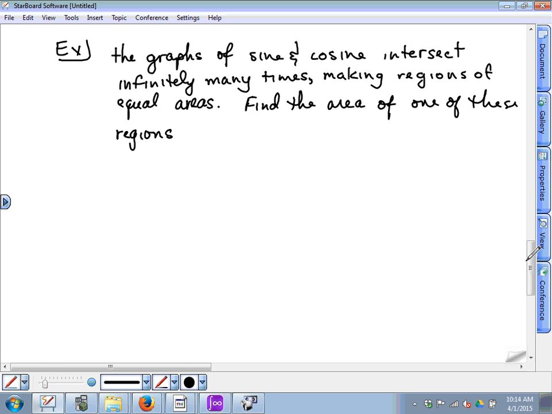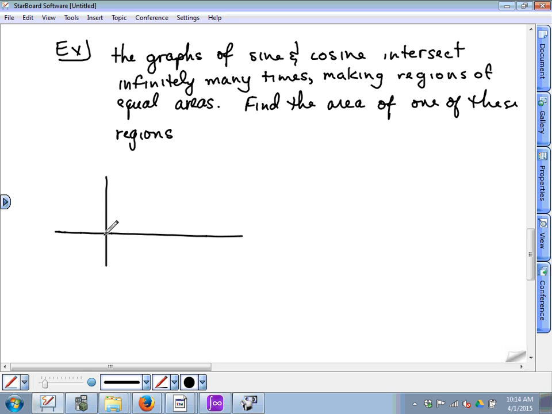The graphs of sine and cosine intersect infinitely many times, making regions of equal areas. You just got to find the area of one of these regions. Remember when we learned about adding and subtracting the graphs? If you really change the bottom, it wouldn't be a function.